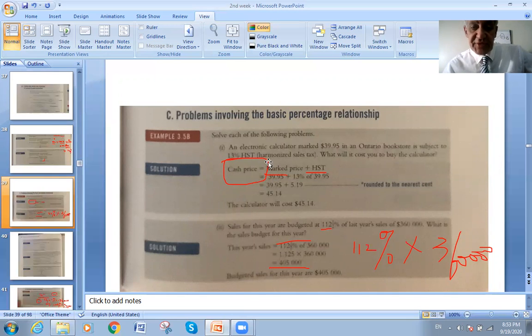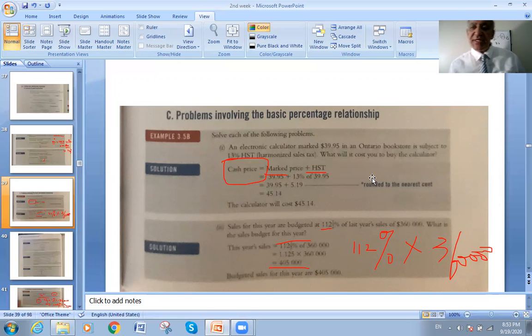An electronic calculator is marketed at $39.95 in Ontario's bookstore. That's fine. So you went to buy a calculator, the price of it is $39.95, and it is subject to HST. The HST is the taxes in Canada. Here we say HST is 13%. Harmonized sales taxes, they call it. It's the abbreviation: H for harmonized, S for sales, and T for taxes. What will it cost you to buy the calculator?